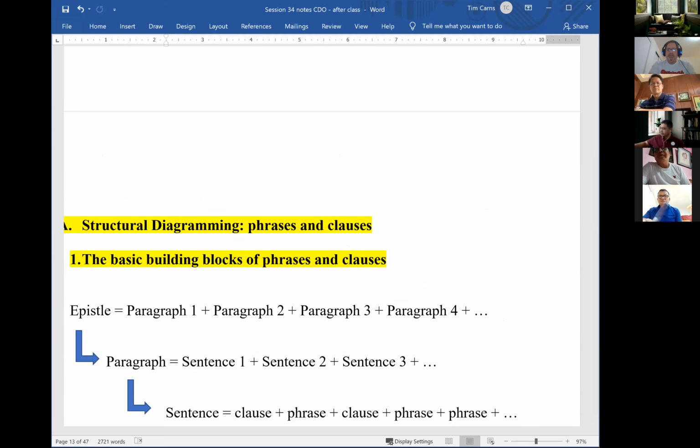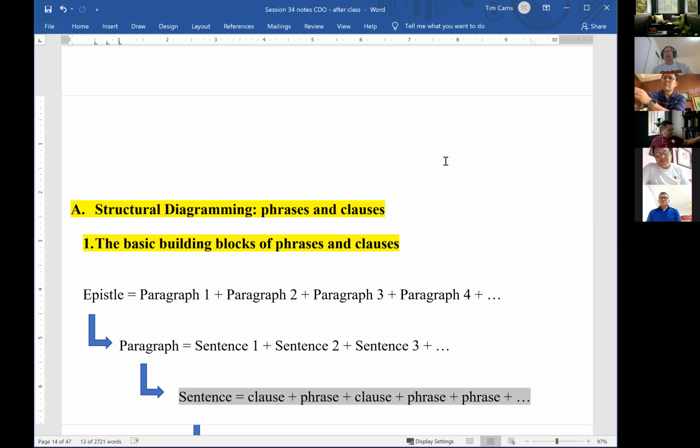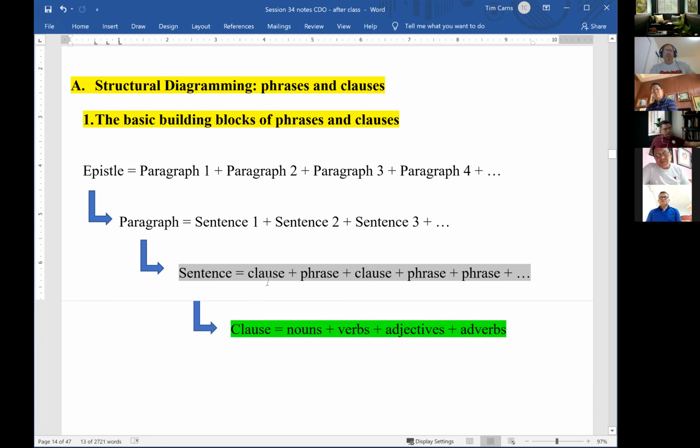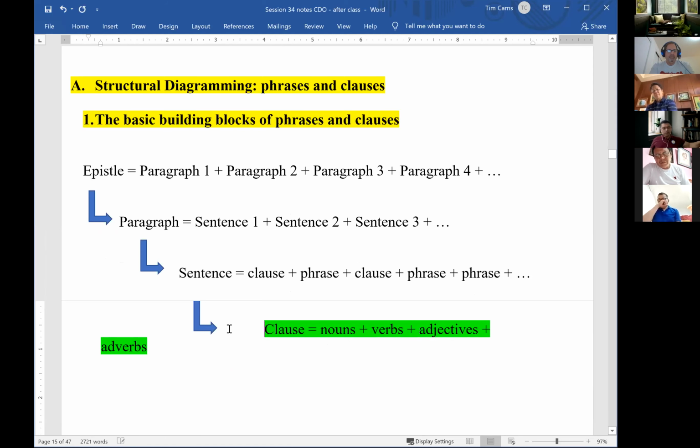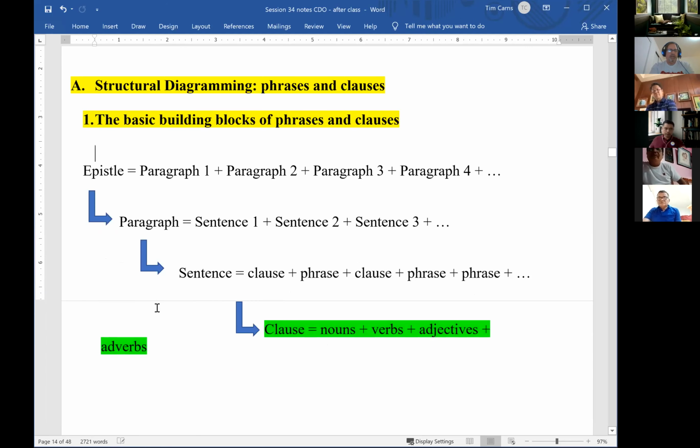Now, what I want to do is go one step further. We've looked at how epistles can be broken down into paragraphs. Each paragraph can be broken down into one or more sentences, and then each sentence can be broken down into at least one clause and then one or more additional phrases or clauses. Now there's one more step. We can break it down even further, and that is we can break down each clause into these 4 different kinds of parts of speech.